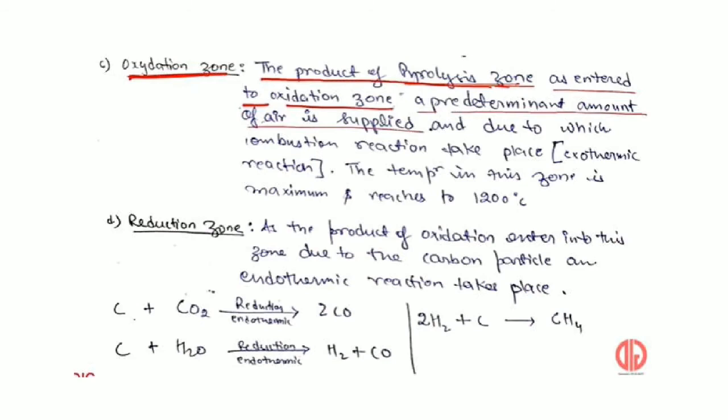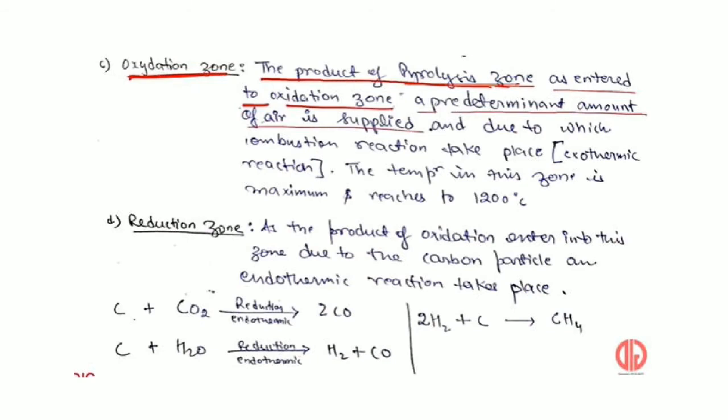D. Reduction zone. As the product of oxidation enters this zone, due to the carbon particles, an endothermic reaction takes place. Carbon plus carbon dioxide, endothermic reaction. We find here the product 2 carbon monoxide. That means C plus CO2 is 2CO.